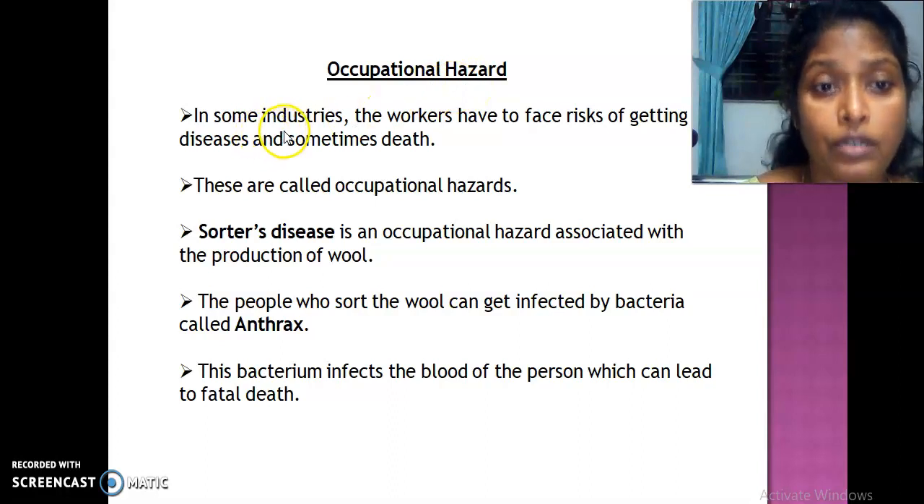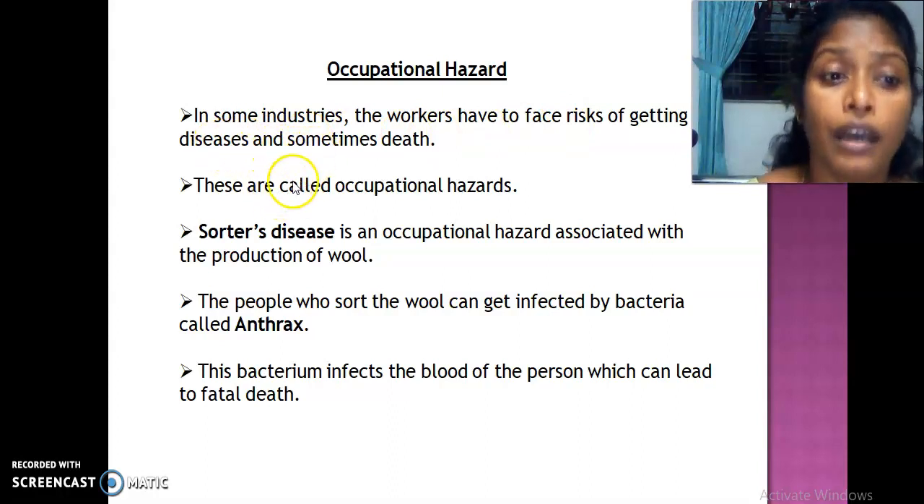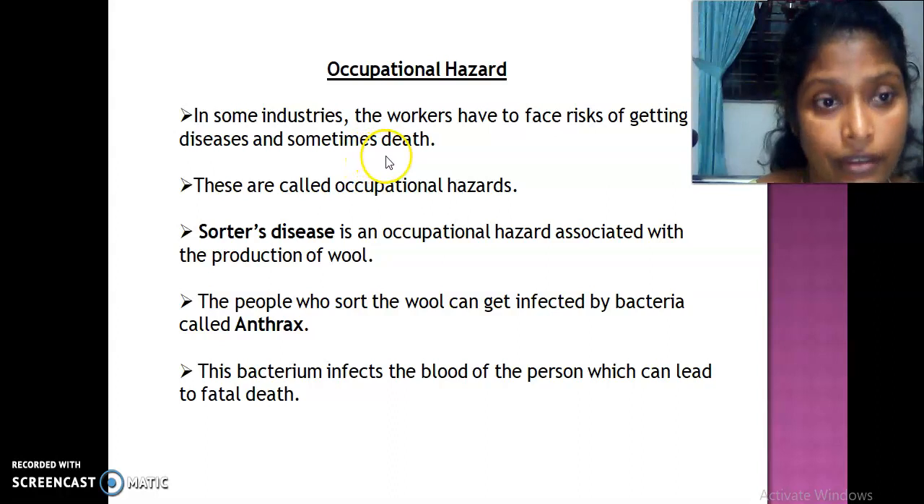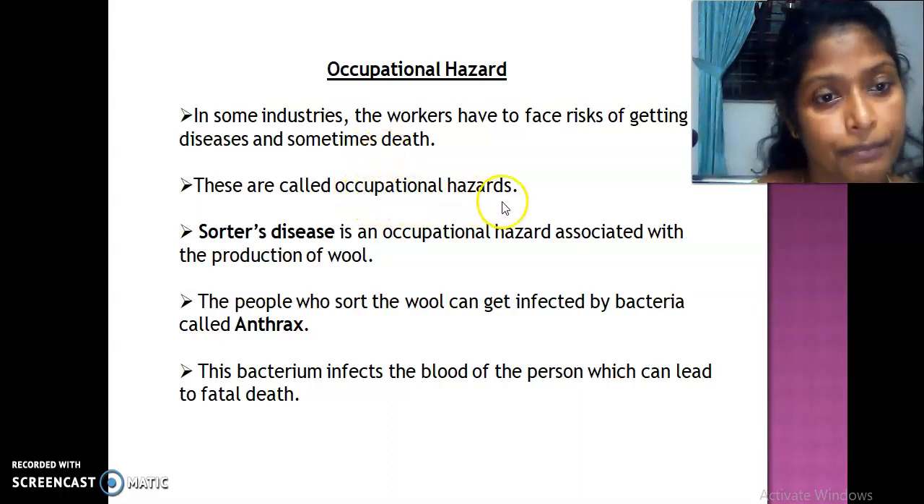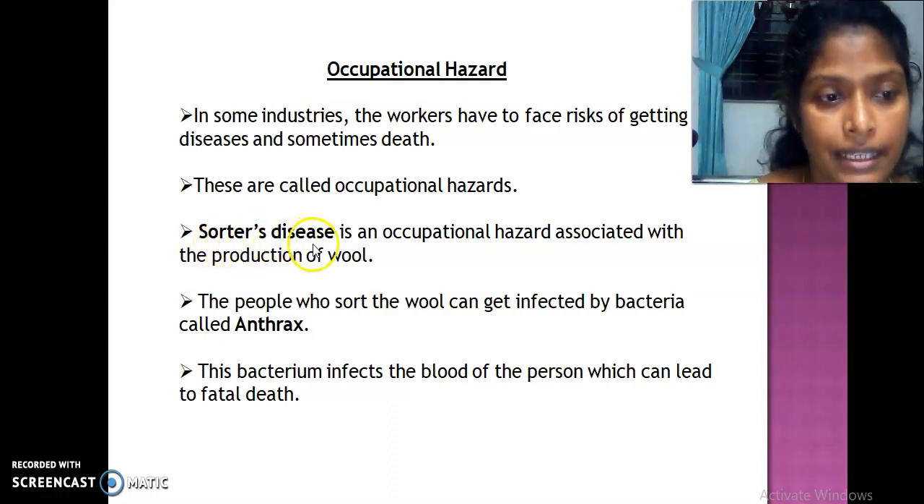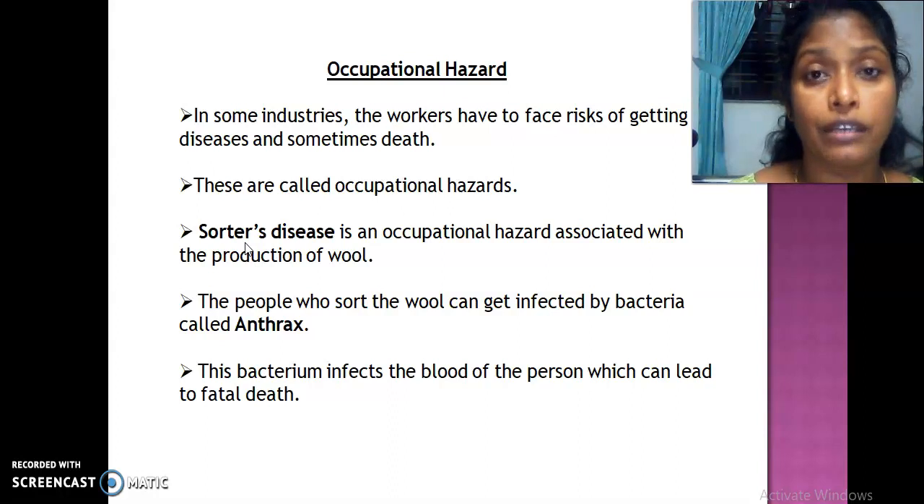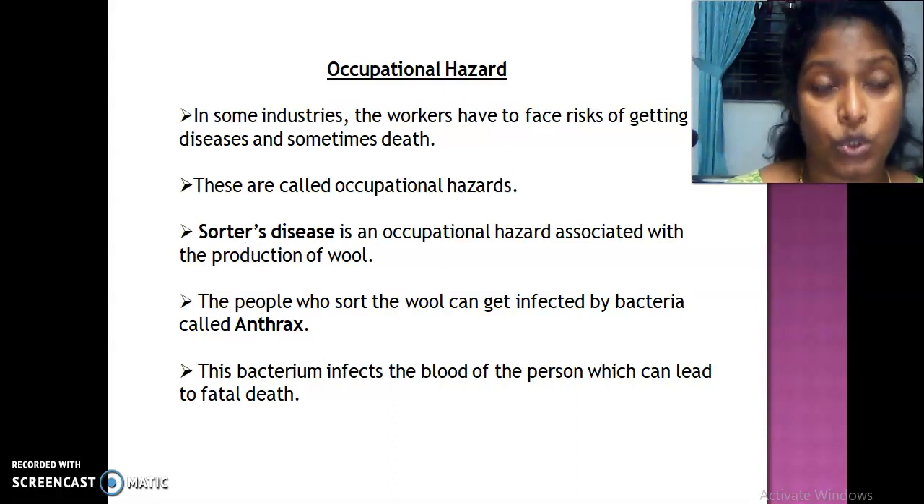So the farmers or the workers who are working in that particular field, if they are getting any diseases when they are working there, or it might also cause their death, is called the occupational hazard. So in this chapter, we are dealing with sorter's disease. As the name indicates, sorters means something which we have learned as a second step, where the farmers will be sorting out the textures of the wool. According to the texture, the wools are separated, or sorting is done.